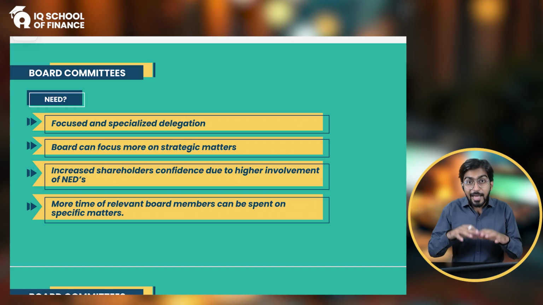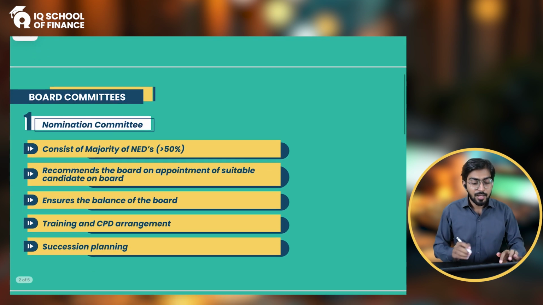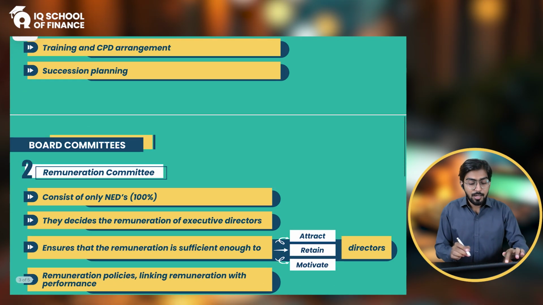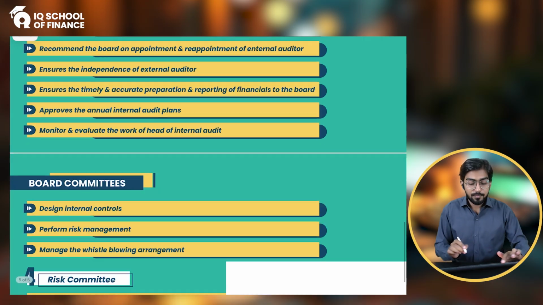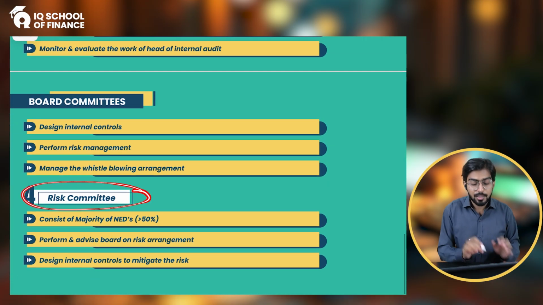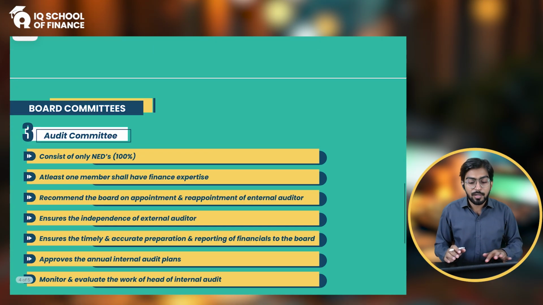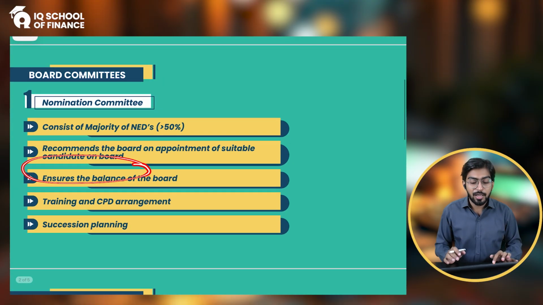So what types of board committees do we have? The common types. There can be other types as well, whatever you want to make, but the common types in best practice are four committees. Number one, nomination committee. Number two, remuneration committee. Number three, audit committee. And number four, the risk committee. One by one, we are going to cover each of them and see what their responsibilities are, what they do, how they consist, and everything, right?